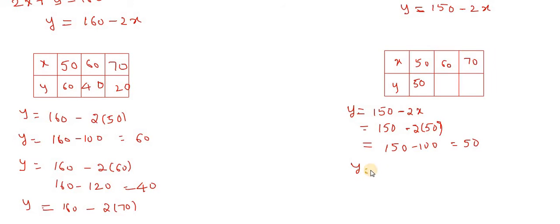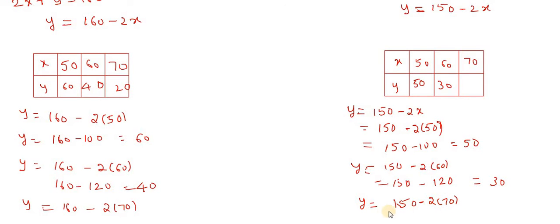Then again 60 is there. So y is equal to 150 minus 2 into 60. 2 into 60 is 120, and 150 minus 120 is 30. Then y is equal to 150 minus 2 into 70. What is 2 into 70? It is 140, so 150 minus 140 is equal to 10. So this is the table. Is it clear? So now what can we do?